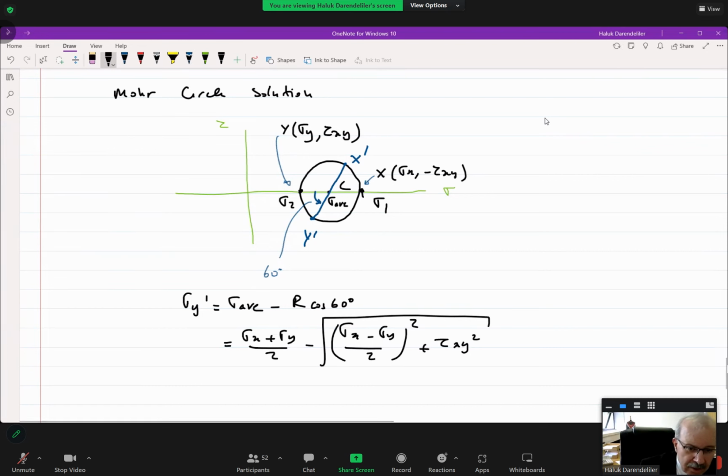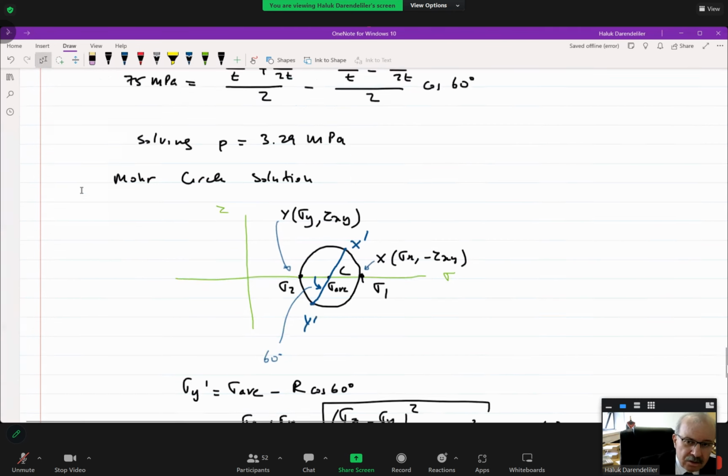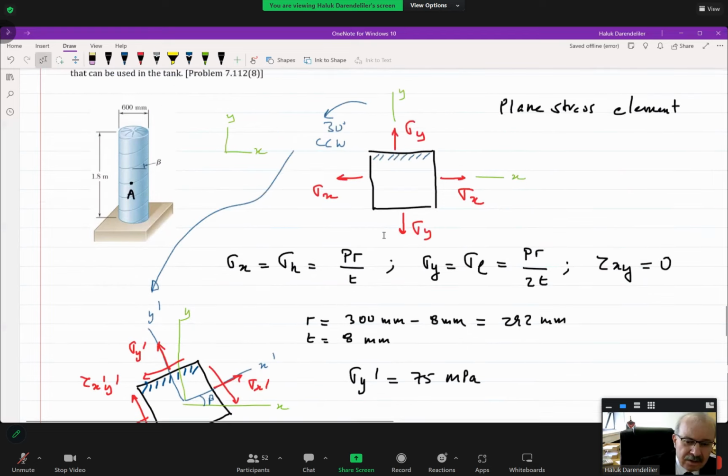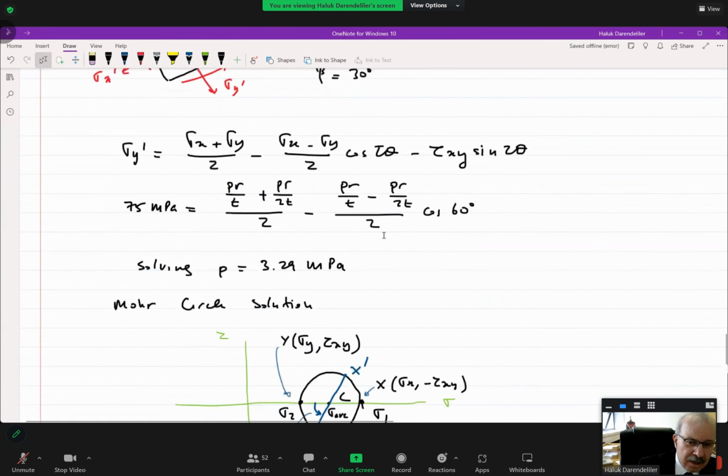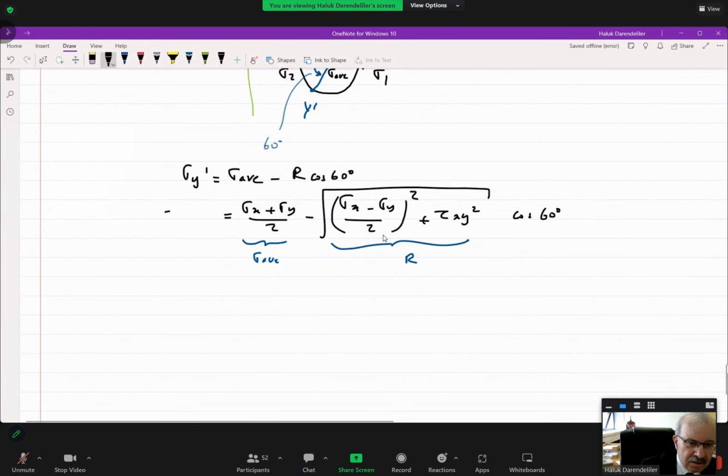So remember, look at your notes. This is sigma average. This is R times cosine 60 degrees. Now look, you know sigma X, sigma Y, everything. You know sigma Y prime, which is given as 75 megapascals.